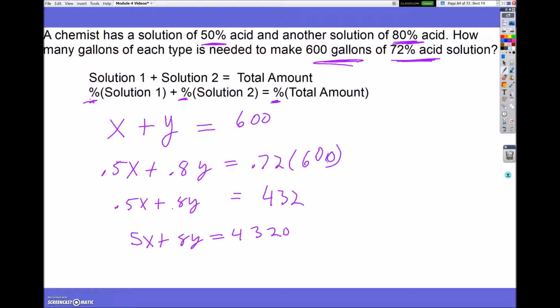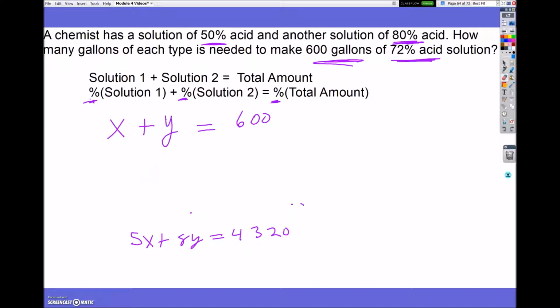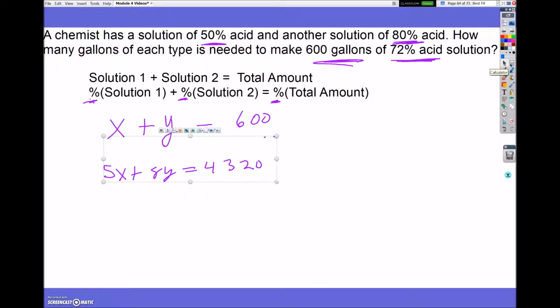So now every time I look at the equations, I only want to focus on these two right here. And I can choose to use either elimination or substitution. I'm going to use elimination on this one. So what I'm going to do is multiply the top one by -5. And this would make the equation look like -5x minus 5y is equal to -3,000.